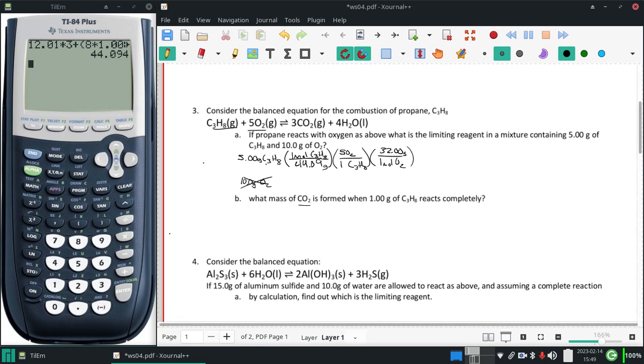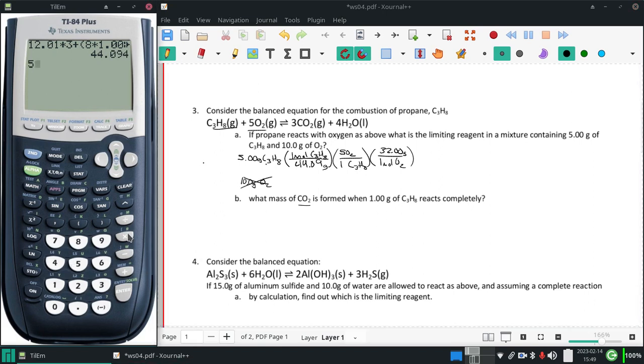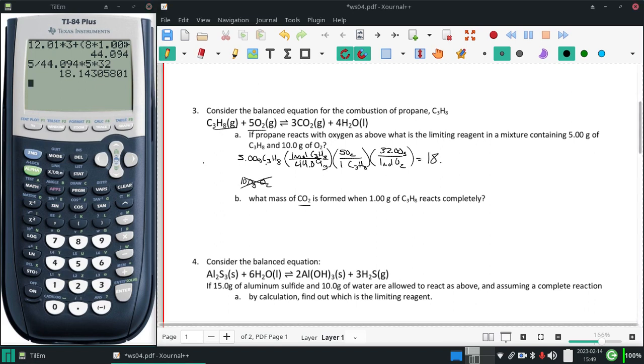Alright, now if I do this conversion as I've just written it down, so 5 divided by that 44.09, then multiplied by 5 divided by 1, and then multiplied by 32, we get that for this to totally react, we would need 18.1 grams of O2. Now, that's telling us to use up all 5 grams, we would need 18 grams. Well, we only have 10 grams of O2. So before we've used up all 5 grams, we're going to run out of oxygen. So oxygen is our limiting reagent in this case.